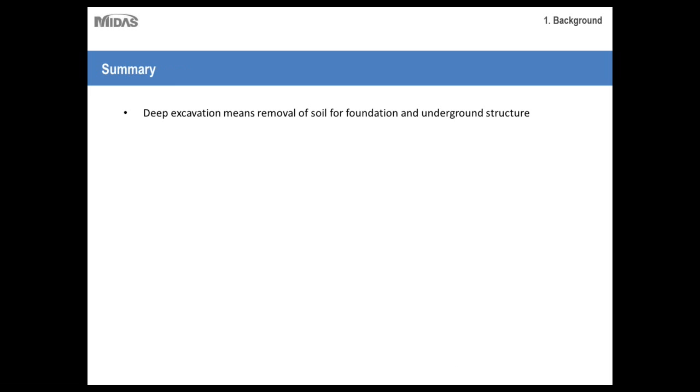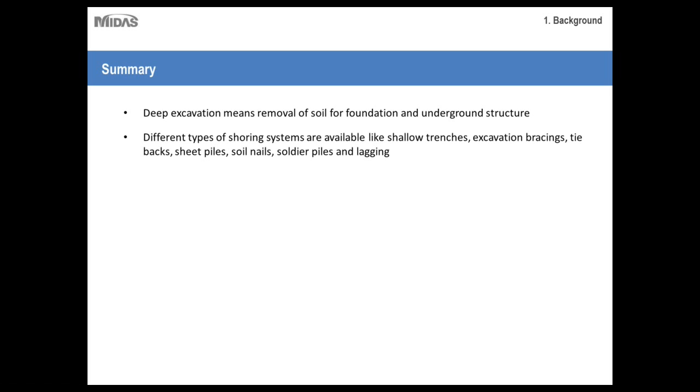So this brings us to the end of chapter 1. Let me quickly summarize the points we learned here. Deep excavation means removal of soil for foundation and underground structure. Different types of shoring systems are available, like shallow trenches, excavation bracings, tiebacks, sheet piles, soil nails, and soldier piles and lagging.